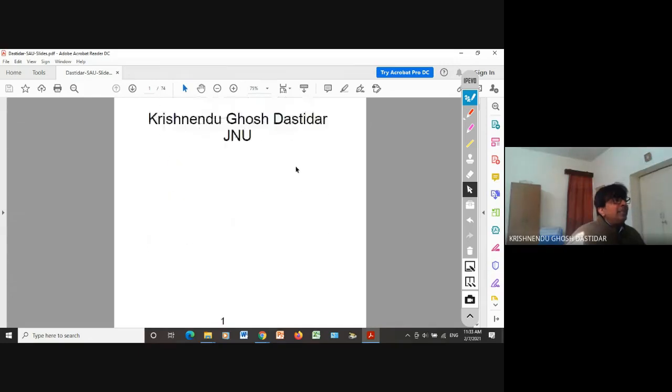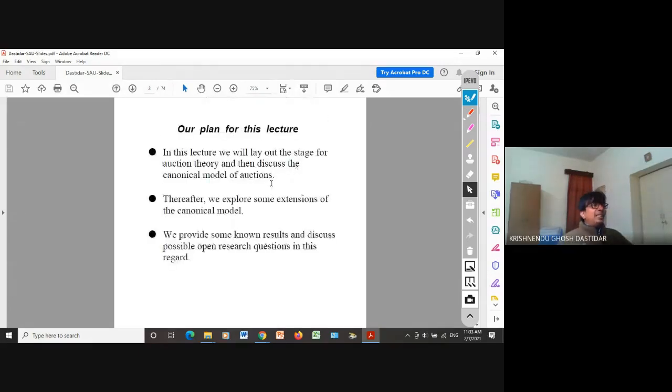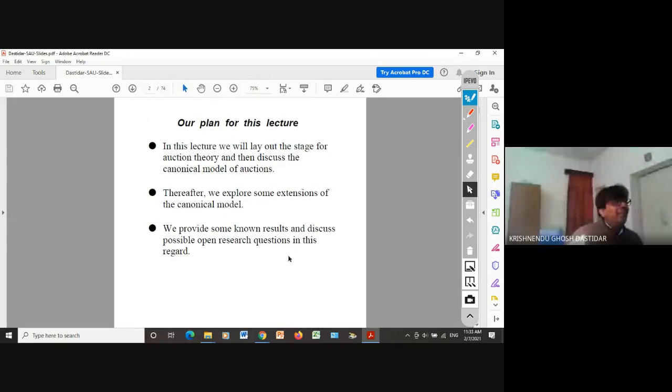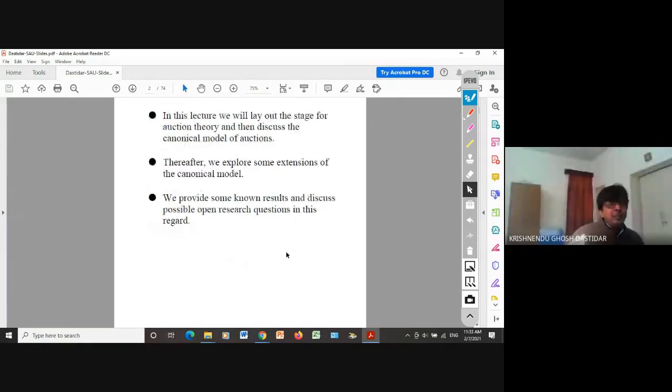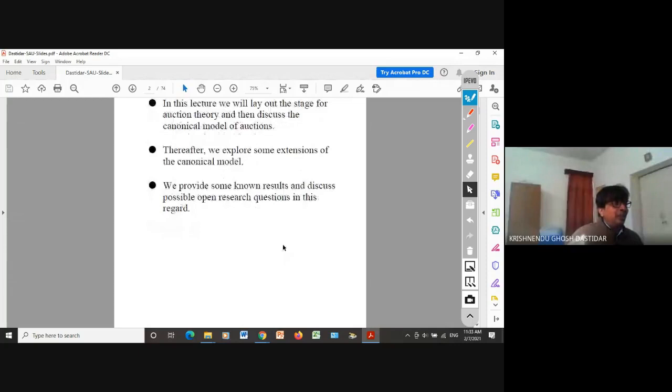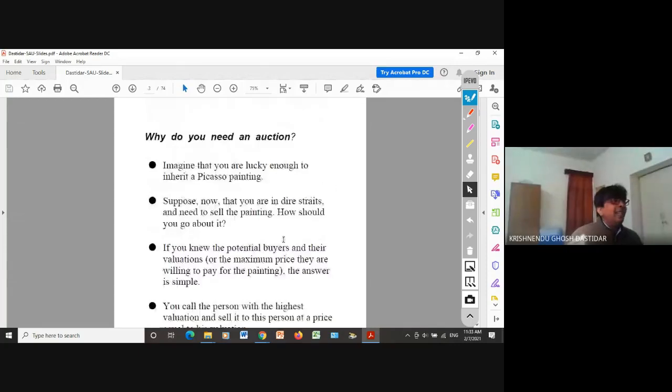So let me start with this. Our plan is that I'll first lay out the stage for auction theory and discuss the canonical auction. Then we'll explore some extensions of this model, provide some results, and discuss possible open research questions. Okay. Now, before that, why should you care about auctions at all? And why do you need an auction?